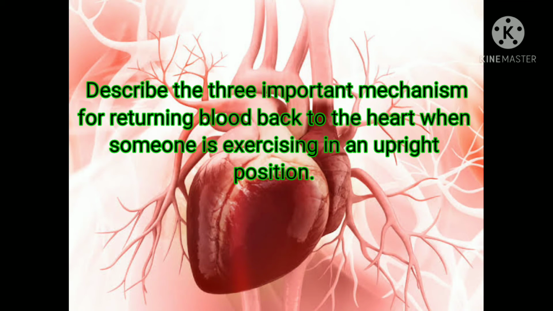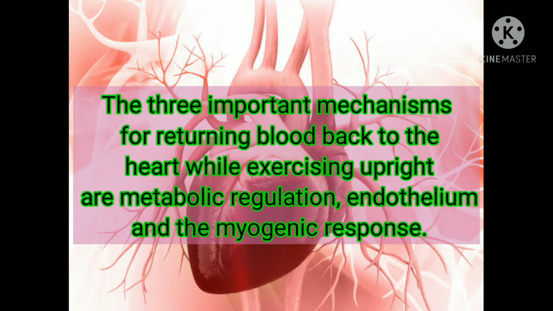What are the 3 important mechanisms for returning blood back to the heart when someone is exercising in an upright position? The 3 important mechanisms are metabolic regulation, which causes arterioles to allow more blood to flow to the area; endothelium-mediated vasodilation, which initiates the process in vascular smooth muscles, delivering blood containing nitric oxide; and the myogenic response, which creates pressure inside the vessels, causing both vasodilation and vasoconstriction.